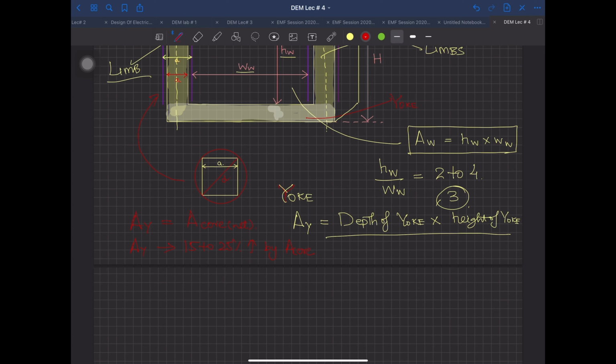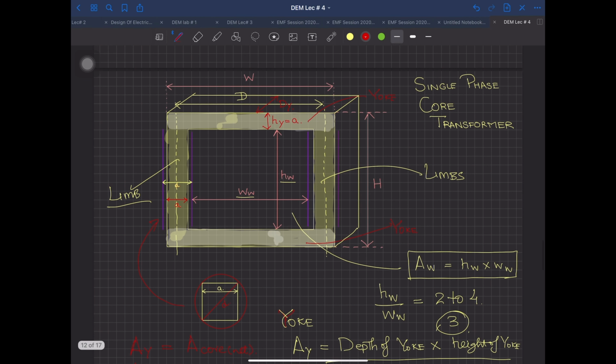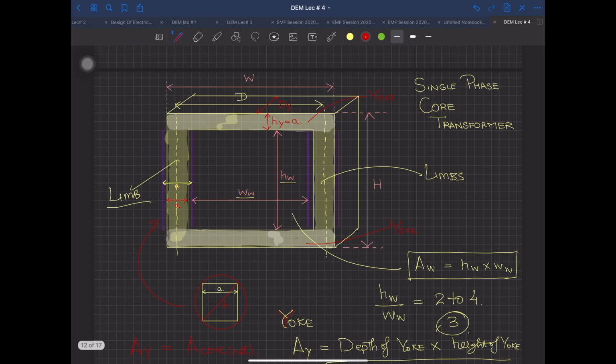थोड़ा सा साइज ज़्यादा, क्योंकि जो लॉस आपका वहाँ हो रहा है, आप फ्लक्स डेंसिटी इन द योक कम कर सको. I am again repeating it. आपके पास पूरे कोर के अंदर, if you choose a common cross sectional area, you are going to have area AC here, area AC here, area AC here. इसका मतलब है कि आपकी फ्लक्स डेंसिटी इन द होल ऑफ द कोर is going to be same.